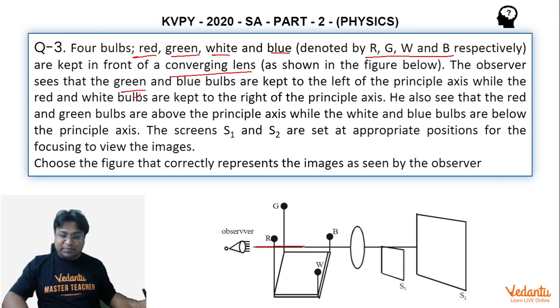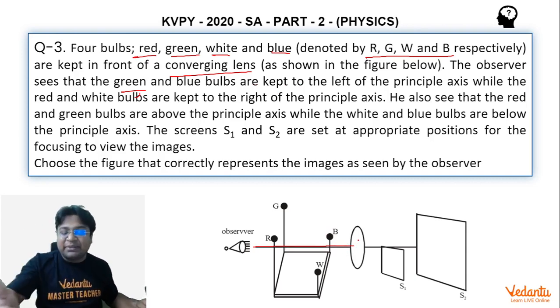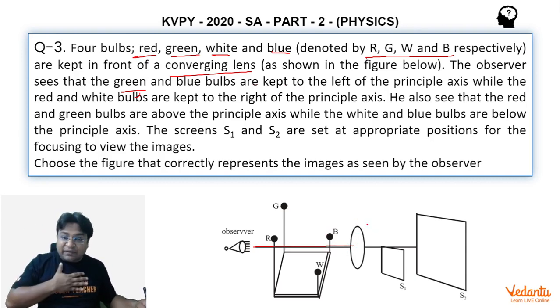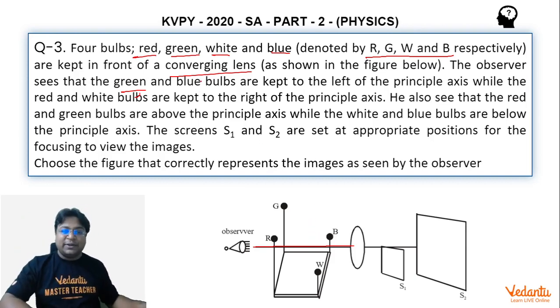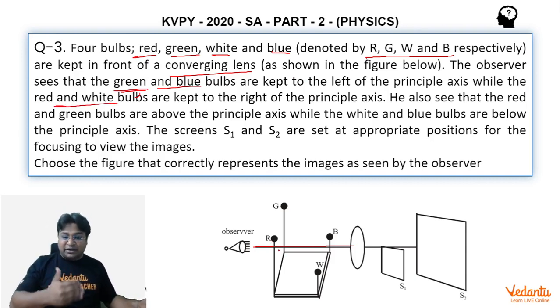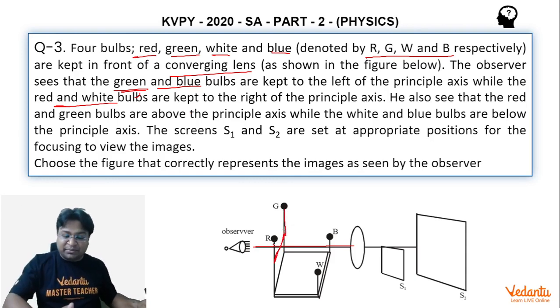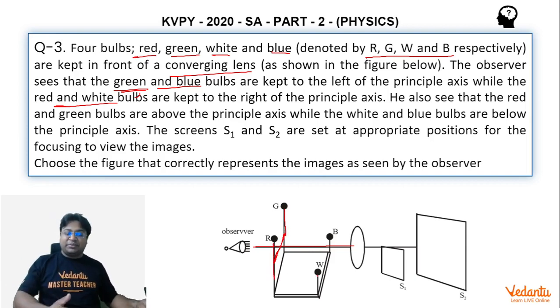So if this is the principal axis, then they are behind the principal axis when seen from the position of the viewer. From where we are looking at this figure, green and blue are behind the principal axis, while the red and white are to the right of the principal axis. So they are in front. What I'm trying to suggest is that if I draw a horizontal line like this, this line is behind the principal axis and this line is in front of the principal axis. So red and white are in front of the principal axis.